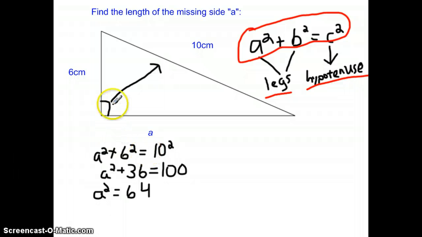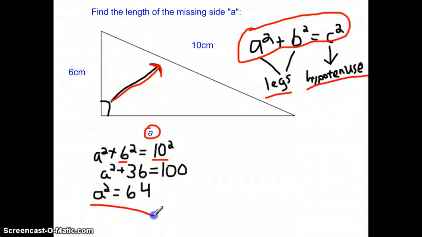Remember the hypotenuse, I kind of drew it out here for you, is always across from the right angle, and it's always the longest side of the right triangle. And it's always directly across so it doesn't touch the right angle of the triangle. So we're finding a leg here. A is actually a leg, and if we set up our equation, we get a squared plus 6 squared equals 10 squared, because we know our hypotenuse here and we know one of our legs. 6 squared is 36, 10 squared is 100, and it says a squared equals 64.